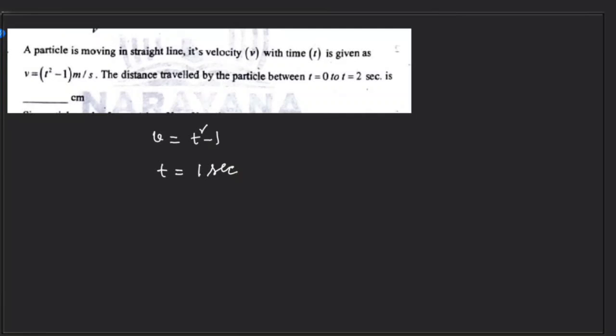Therefore, that is going to stop at 1 second and again that will come back, right? So it goes there, stops at 1 second, and then comes back. So therefore I need to find out this distance now.